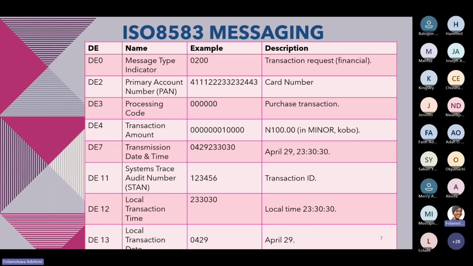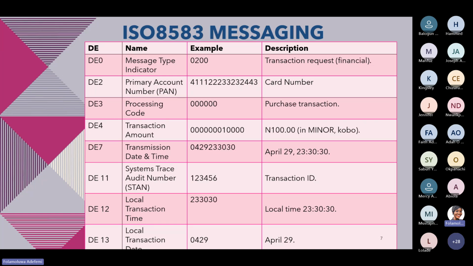Same thing for reversals. So if you have a reversal repeat of 0420, then the response that is coming back from the issuer would be 0430, and so on and so forth for the different message types. Data element 2, we have the primary account number, which is the PAN. We all know what that PAN is, so it's an identifier for the card. Third, we have the processing code.